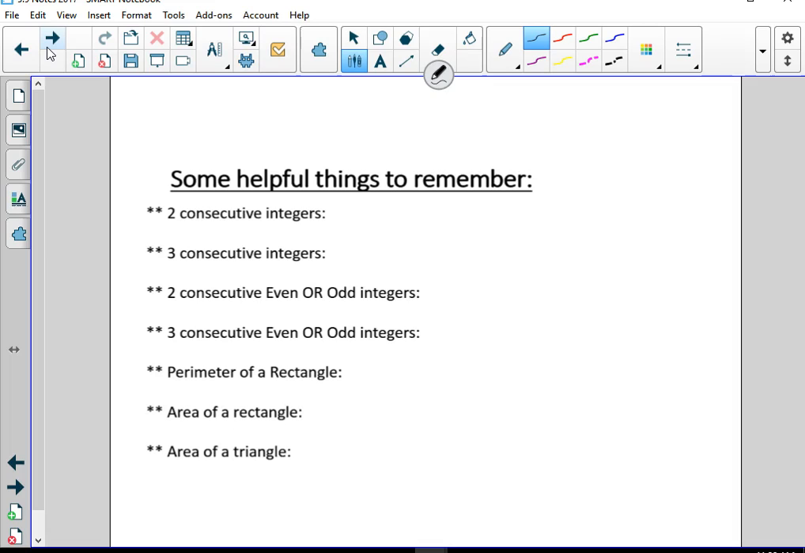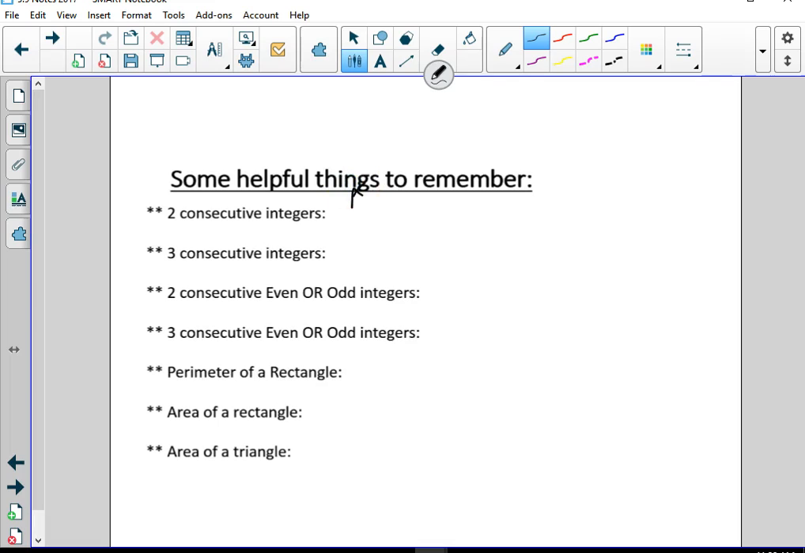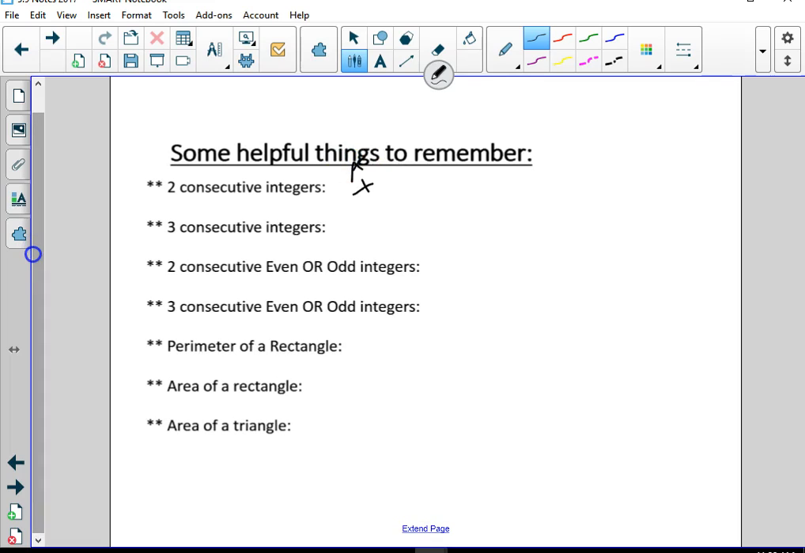Okay, so some things to remember. 2 consecutive integers. That's going to be something like x, x plus 1. Okay? 2 consecutive integers. So when you see a problem that says 2 consecutive integers, that's how you write them. 3 consecutive integers. Okay? That would be x, x plus 1, and then x plus 2. Think about it. If my first integer is 5, my next one would be 6, my next one would be 7. 5 plus 1 is 6, 5 plus 2 is 7.